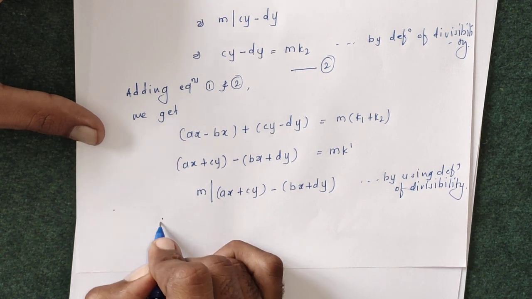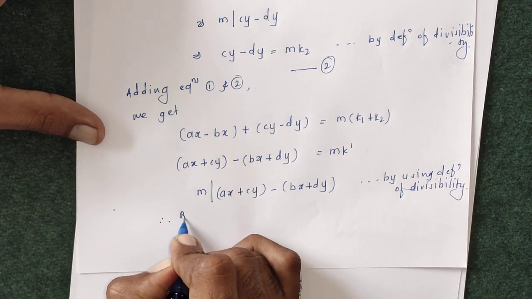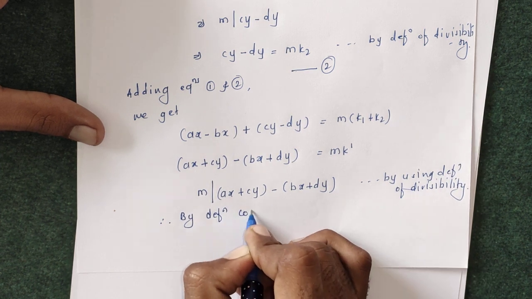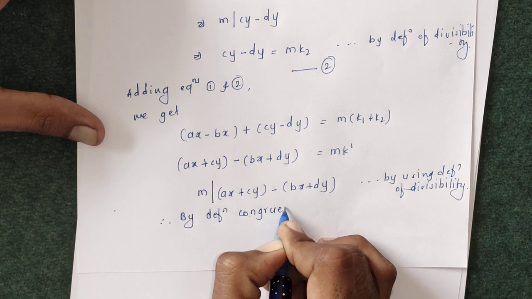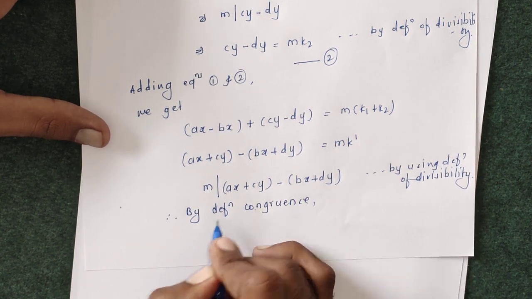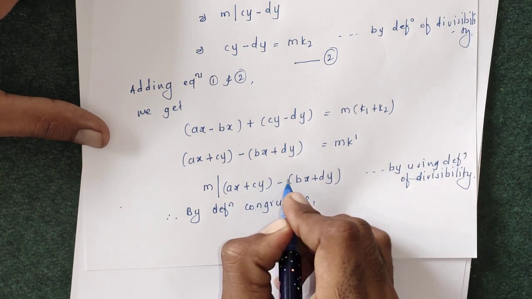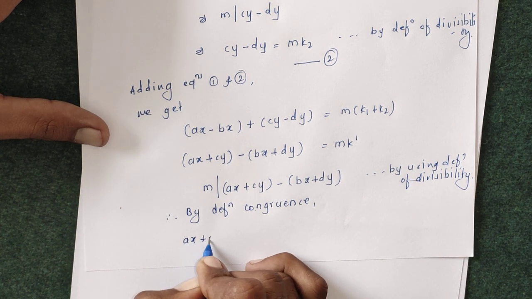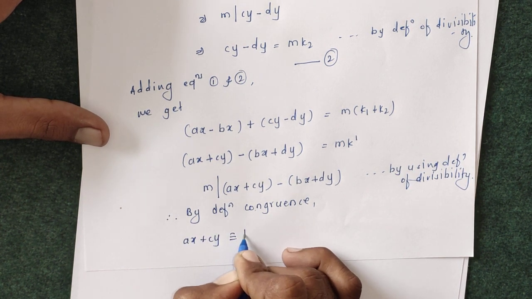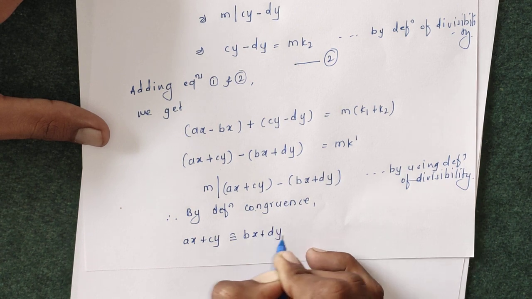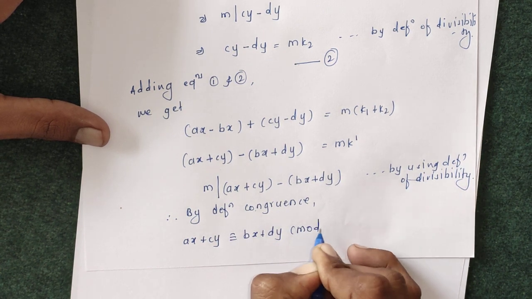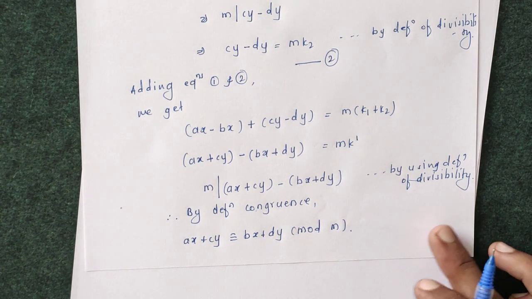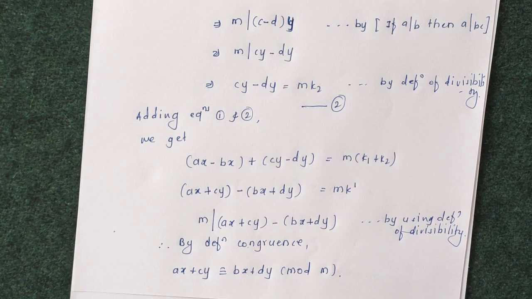And now by using definition of congruence, we get ax plus cy is congruent to bx plus dy under modulo m. Hence the proof of this result.